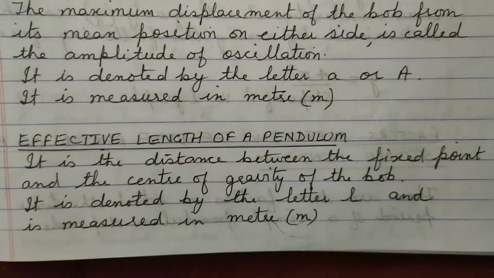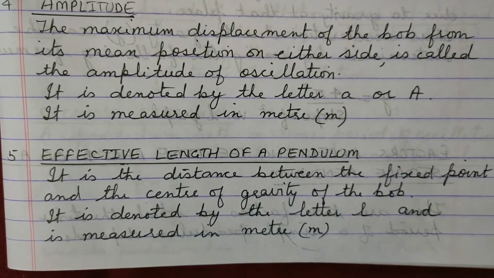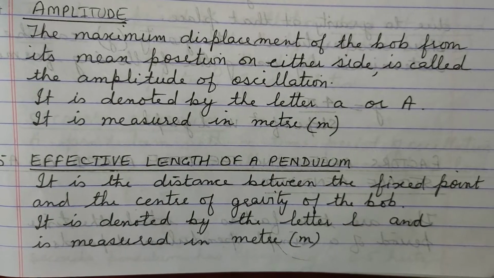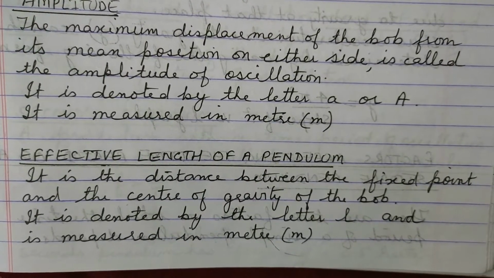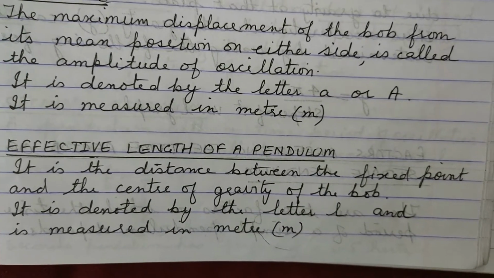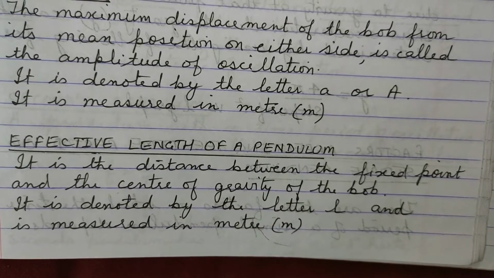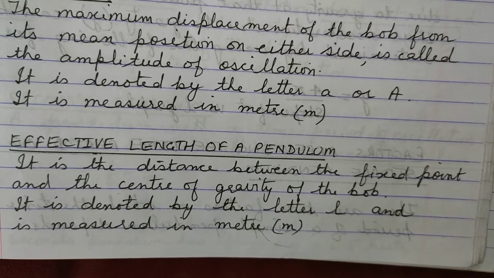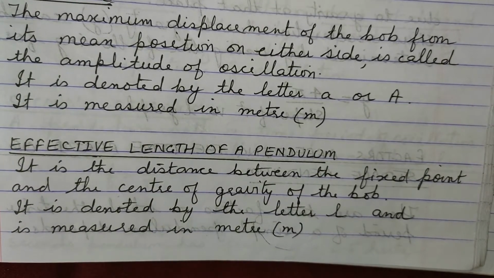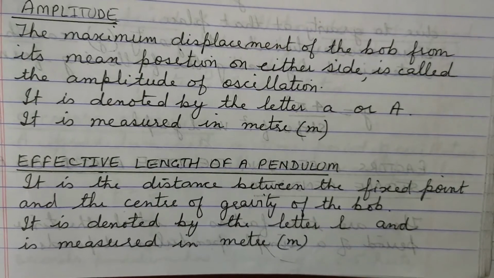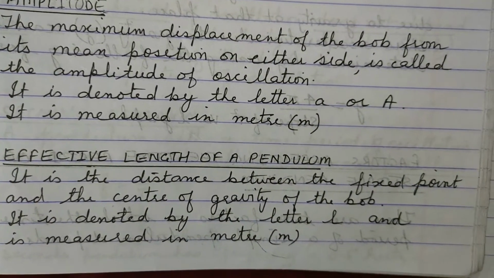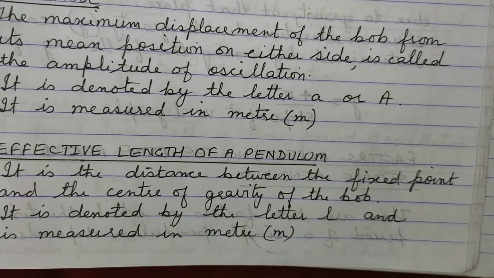As I told you before, the effective length will always be from the fixed point up to the center of gravity of the pendulum bob. Anytime for your practicals, you have to measure the length. You'll always take it from half of the bob. Because you can't exactly find out the center of gravity point of a spherical bob, so you'll take it halfway. From the half of the bob up to the fixed point will be taken as the effective length of the pendulum. It is always going to be represented by small l, and the SI unit of effective length will be meter.